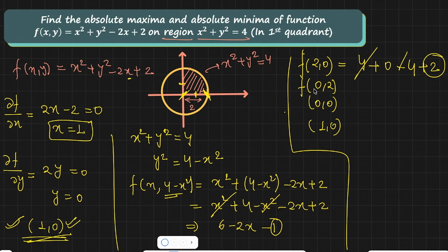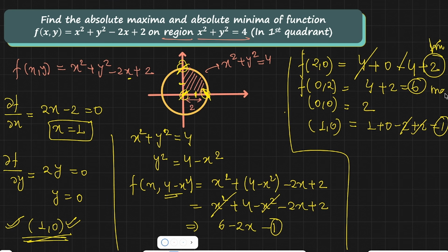Now put 0 comma 2. You take the critical points, sorry, corner points. This is the corner, this is the corner, this is the corner. Now you find out 0 comma 2. You put x equals 0, y equals 2, you will get 4 here. When you put 0 0, you will get 2. When you put 1 1, wait, it is plus 2, then it is 6. Yes, it is 6. When you put x equals 1, it will be 1 plus 0 minus 2 plus 2, you will get 1. So simply from here, this is your minimum value and this is your maximum value.